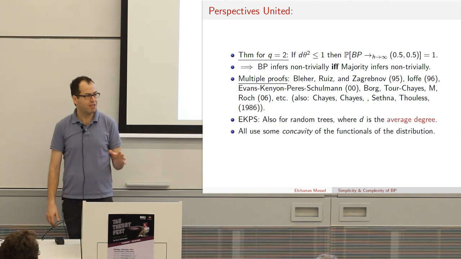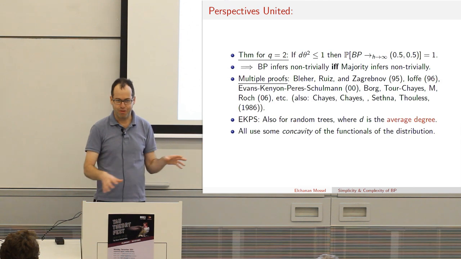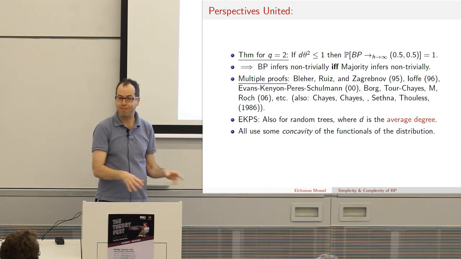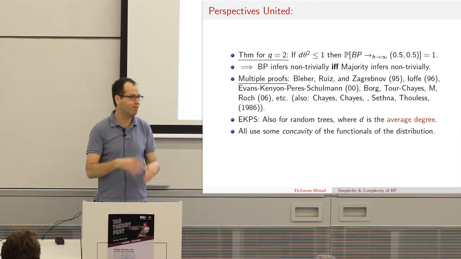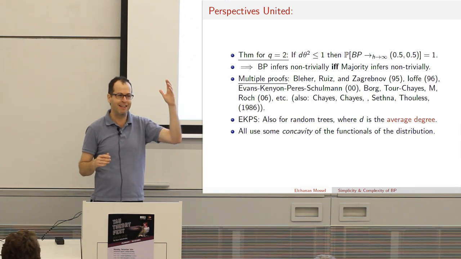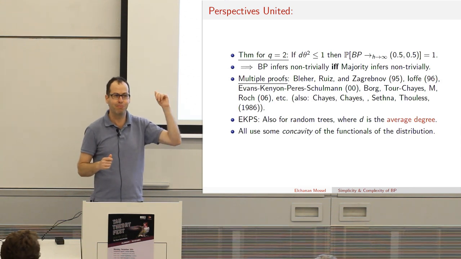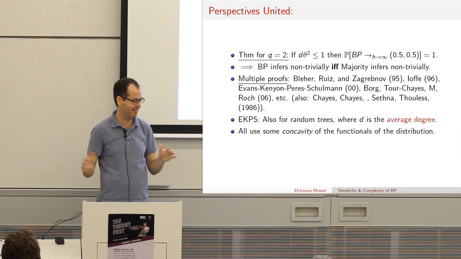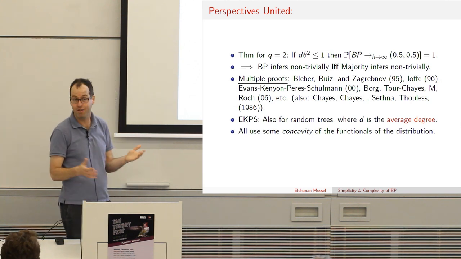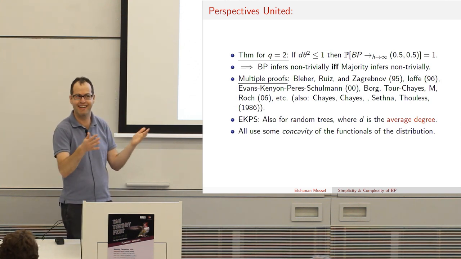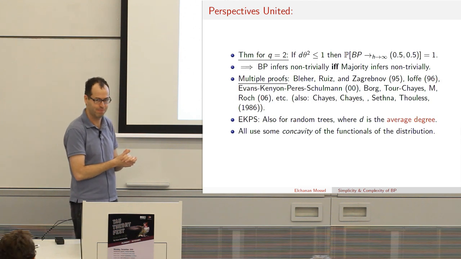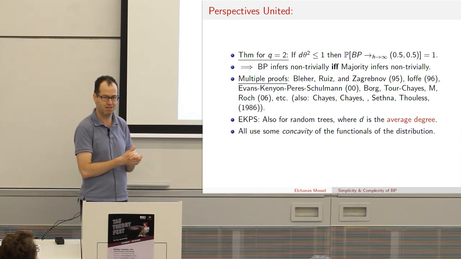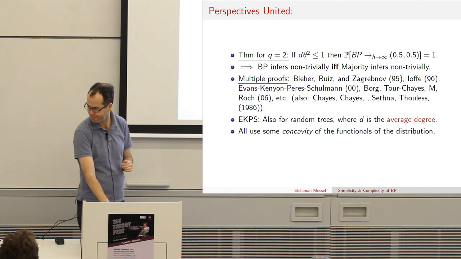All of the proofs use some concavity of some function. I won't tell you what the function is, what the concavity is, but if you look at the case q equal to 2, you are smart enough, you come up with this brilliant function, you conjecture that it is going to be concave, you are going to fail some finite number of times, and then the function is going to be concave, and you're going to be happy. So that's what happens here. Then you try it for larger q, and you fail again and again and again, and we'll see why in a little bit. We're good? This is sort of the background of where we want to go.